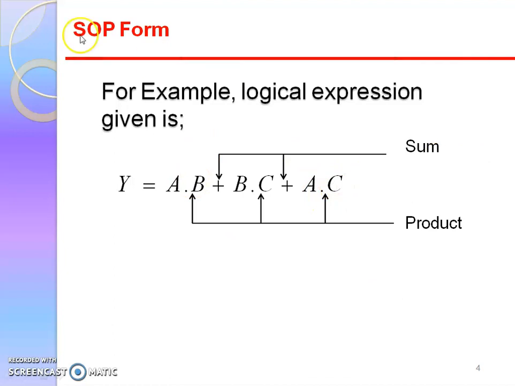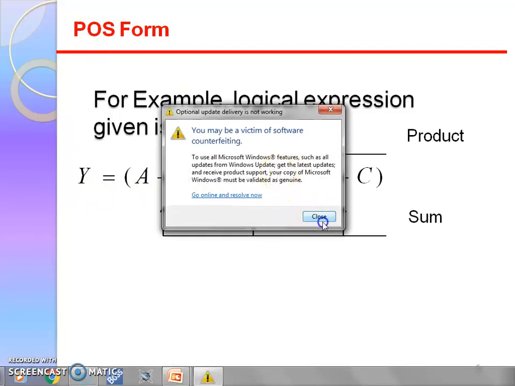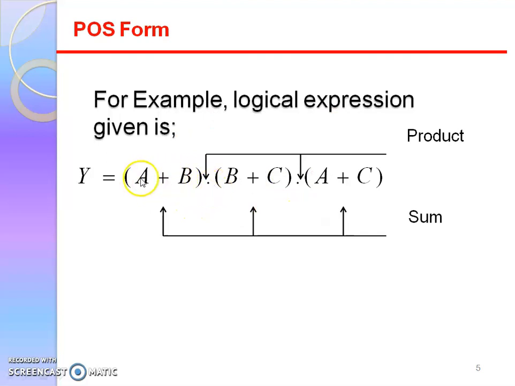Here we can observe that in sum of product, the product terms are summed together, that is a into b is a product and b into c is also a product. These two products are summed together, and we get the SOP form. Now next is the POS form. Here is the example. POS is the product of sums, that is a product of sum terms, that means a plus b into b plus c into a plus c. These are the products and these are the sum terms.